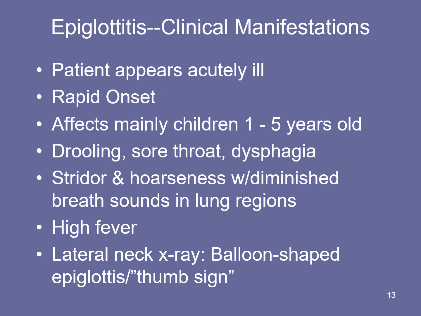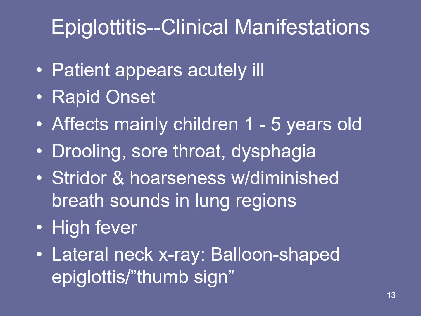Clinical manifestations, building on the prior slide. Patient appears acutely ill, tends to be a rapid onset, affects mainly children 1 to 5 years old. The child's airway is so swollen and painful, it's painful to even swallow their own saliva, so they can be drooling, with sore throat and dysphagia. Absolutely, stridor can occur, hoarseness with diminished breath sounds over the lung regions, high fever, and in this case, the lateral neck X-ray can show a balloon-shaped epiglottis and can assume what's called the thumb sign.